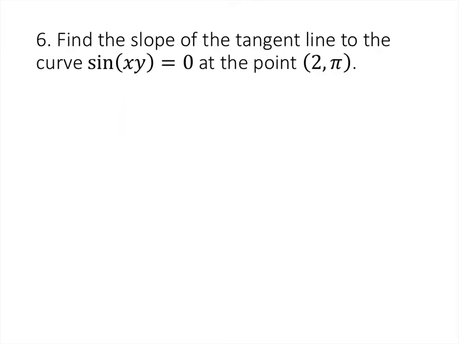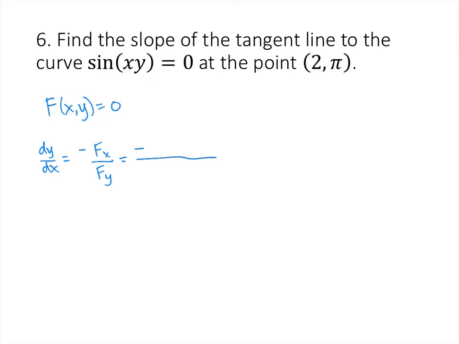This time we're looking for the slope of the tangent line to the curve sine of xy equals 0 at the point 2, pi. So what we remember is that when we have a curve that's described implicitly by a function capital F of x, y equals 0, the slope of the tangent line, dy dx, is negative capital F sub x divided by F sub y. So it's minus the partial derivative with respect to x divided by the partial derivative with respect to y.